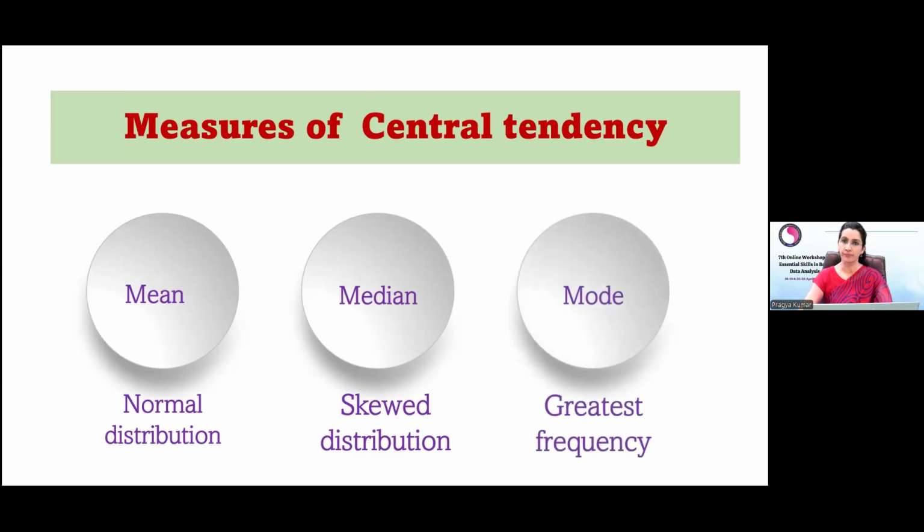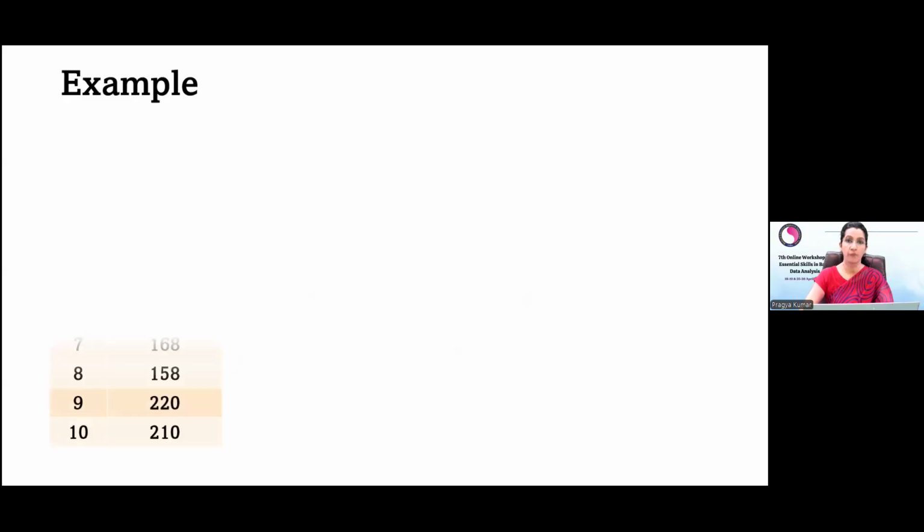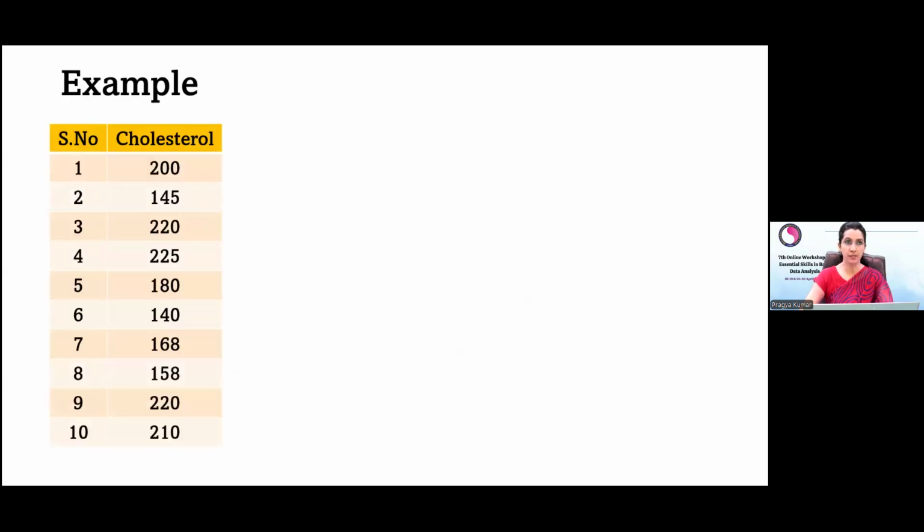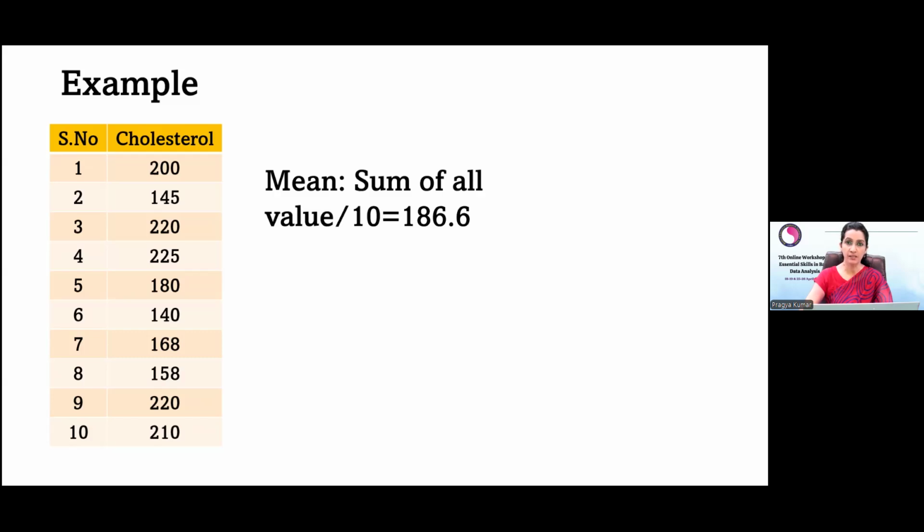And then you describe the mode. So what is mode? Mode is the value which is happening in the greatest frequency. For example, this is the data set of 10 people, and in this data set you can see the cholesterol values of 10 people. If I have to calculate the mean, how will I calculate it? I'll just add all these together and divide by the number of observations. So this gives the mean, which is 186.6.